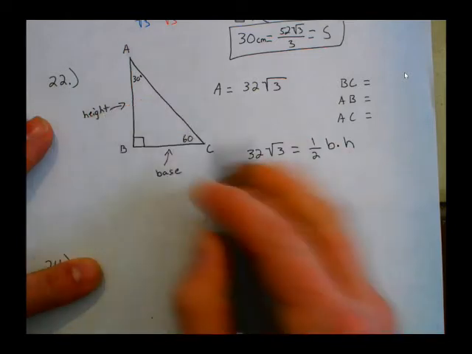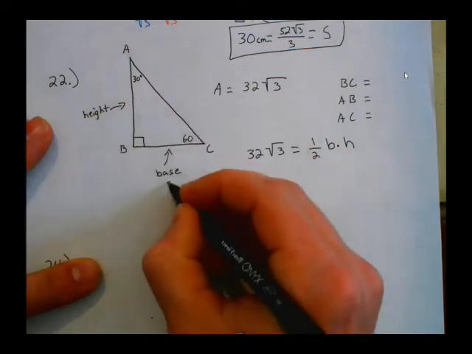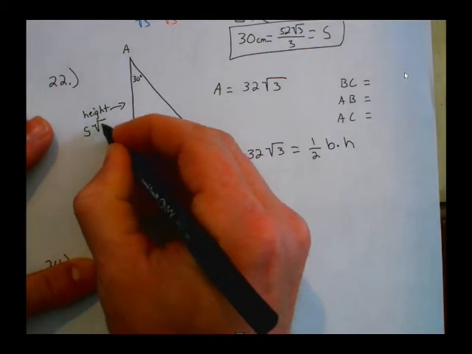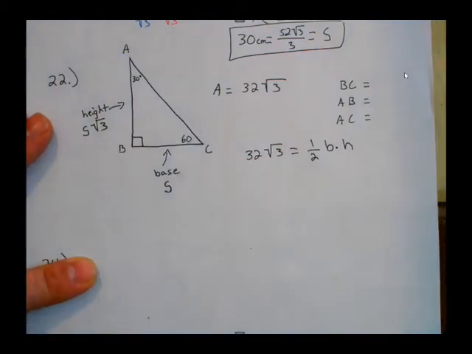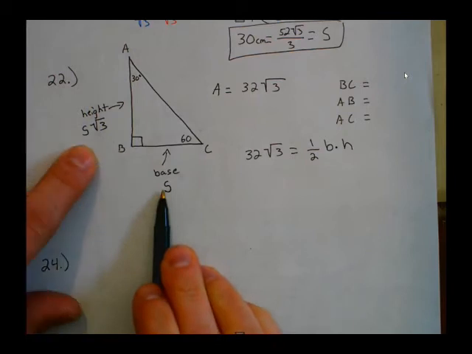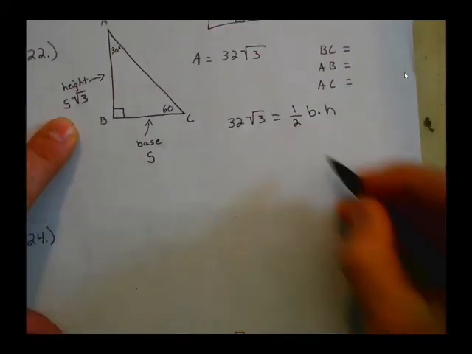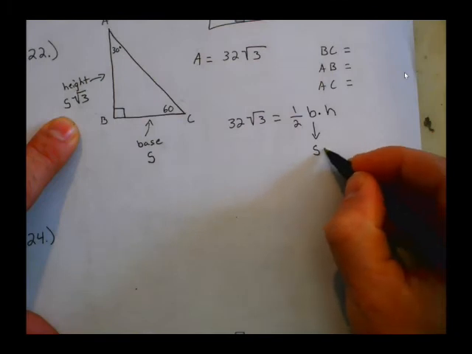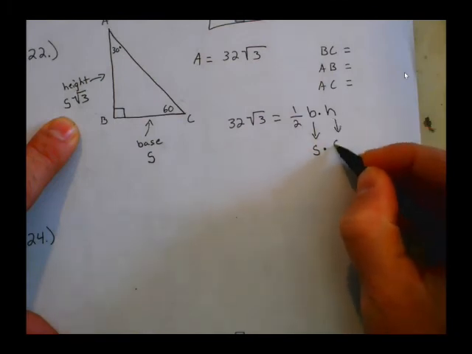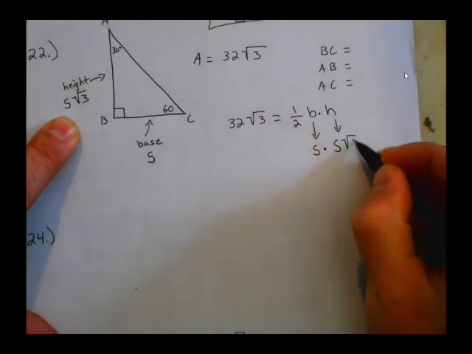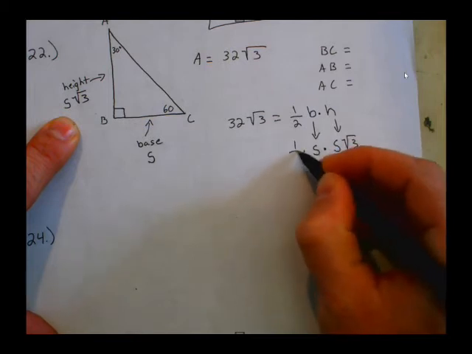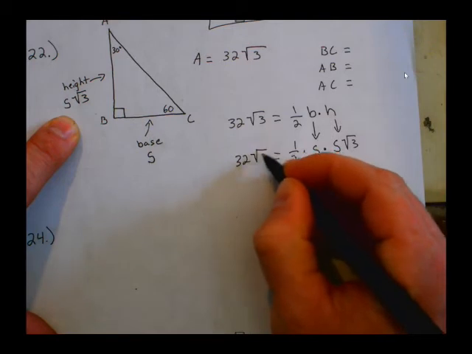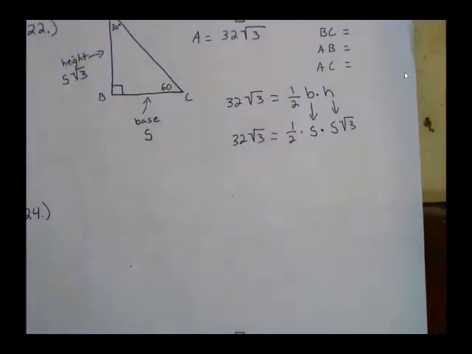So in a 30-60-90 right triangle, this is S, and this is S root 3. Now we can plug these in for the base and the height. The base we said was S times the height, which is S root 3, times 1/2, and that's going to be equal to 32 root 3.